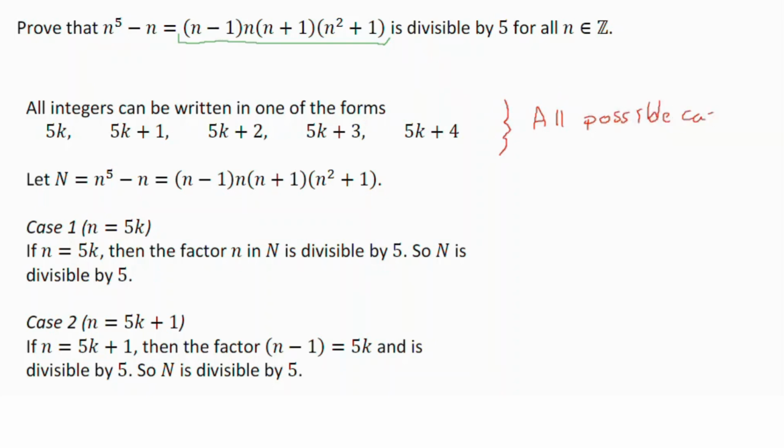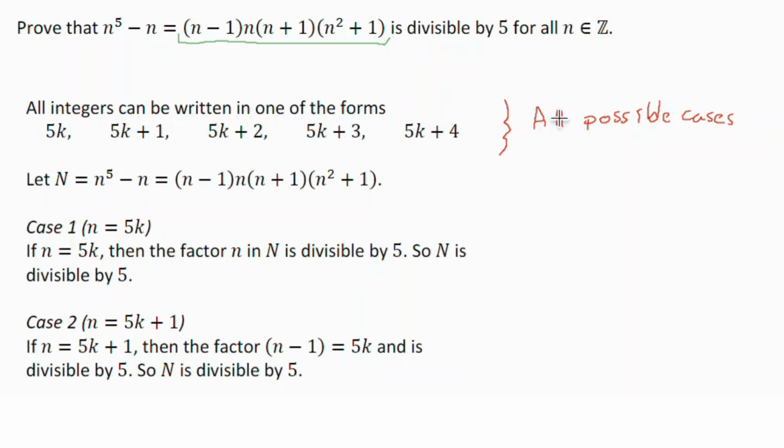And in this case, the cases themselves are the fact that the values of n can only take one of 5 forms. They can either be a multiple of 5, or they can be 1 more than a multiple of 5, 2 more than a multiple of 5, 3 more than a multiple of 5, or 4 more than a multiple of 5. If we kept going and got 5 more than a multiple of 5, we would go back to being a multiple of 5. So every single integer can be written in one of these 5 forms.